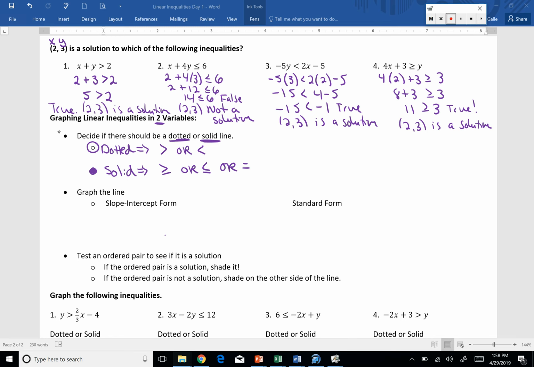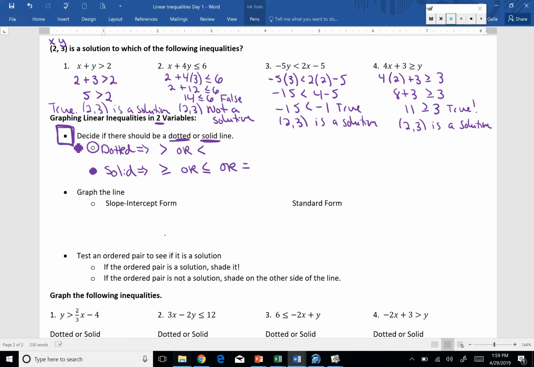So this is new idea number 1 for us: the idea of having a dotted or a solid line. We've graphed lines a ton this year already, but they've always been solid for us. We've always had equal signs. So this is new idea number 1.